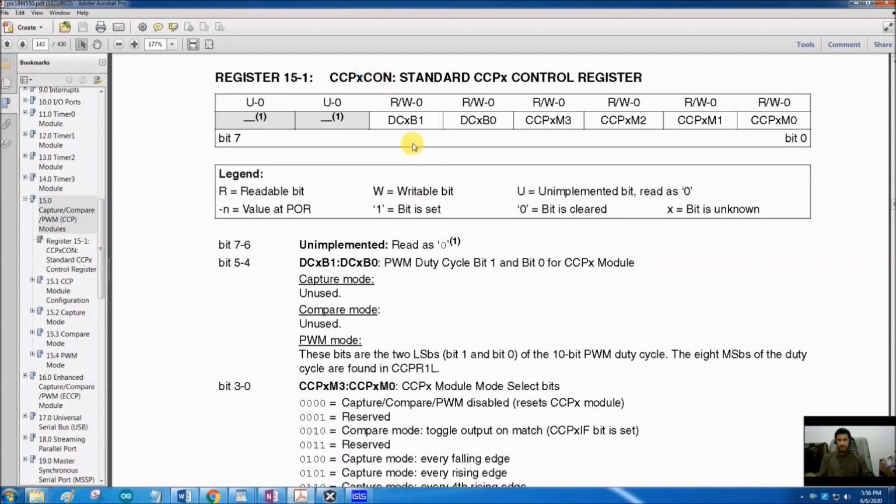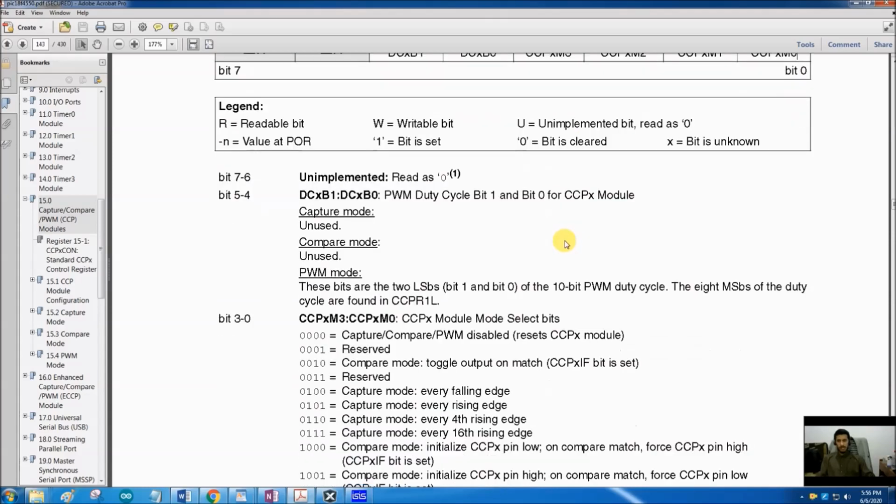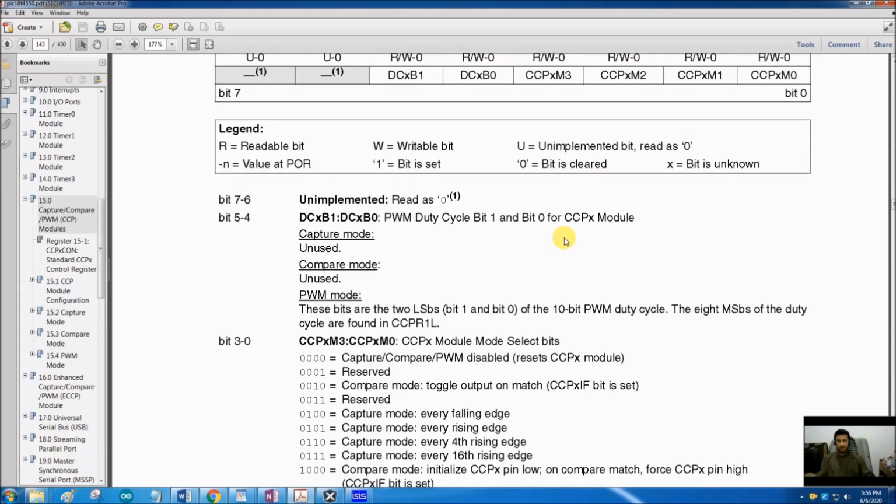In this CCPxCON register, the first two bits, the most significant bits, are unused. They are unimplemented. The next two bits, bit number 5 and 4, are only used in PWM mode. They are not used in capture or compare mode. So for now just ignore both of them. We will discuss them when we are discussing the PWM mode. And then the last 4 bits, the least significant 4 bits, are used to select between different modes.